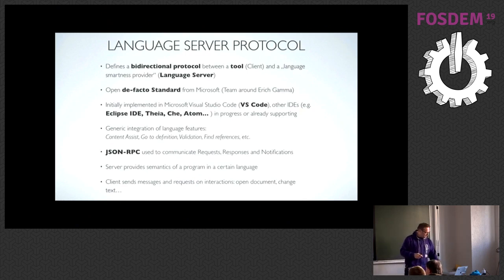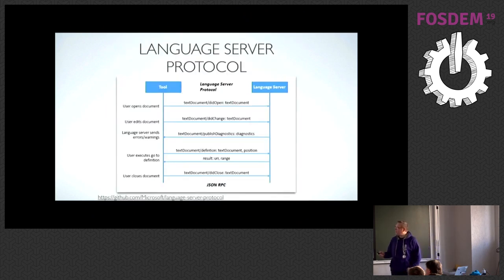It works roughly like that. You have a tool, a user clicks on a document, and it says, okay, I want to open a document, and tells the server, here, this file is opened. Then you start editing, then the tool sends text changes to the server. It knows you are editing this document, I'm entering a word. The server on the other side can also send messages back to the tool. Say, okay, what you entered is not really valid. We have a syntax error here, and this is my message.